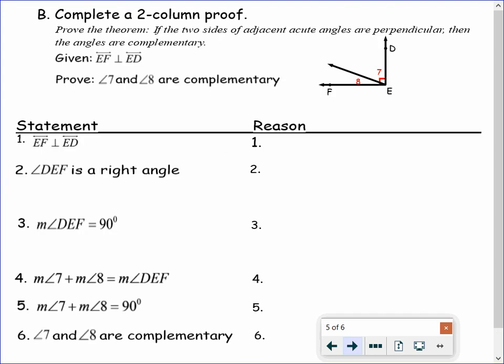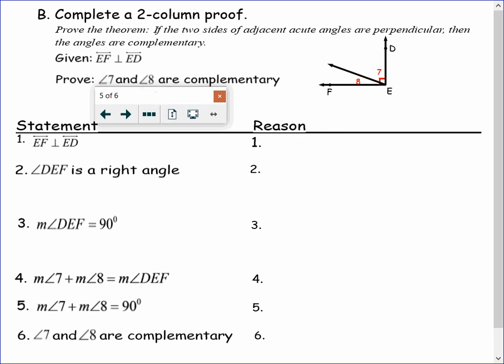And this little thing is in my way. Get that out of the way. Complete a 2-column proof. And this time we're actually going to prove one of our theorems. Because remember, a theorem is a shortcut, but it had to be proven by somebody. So we're going to do what mathematicians did back in the day.